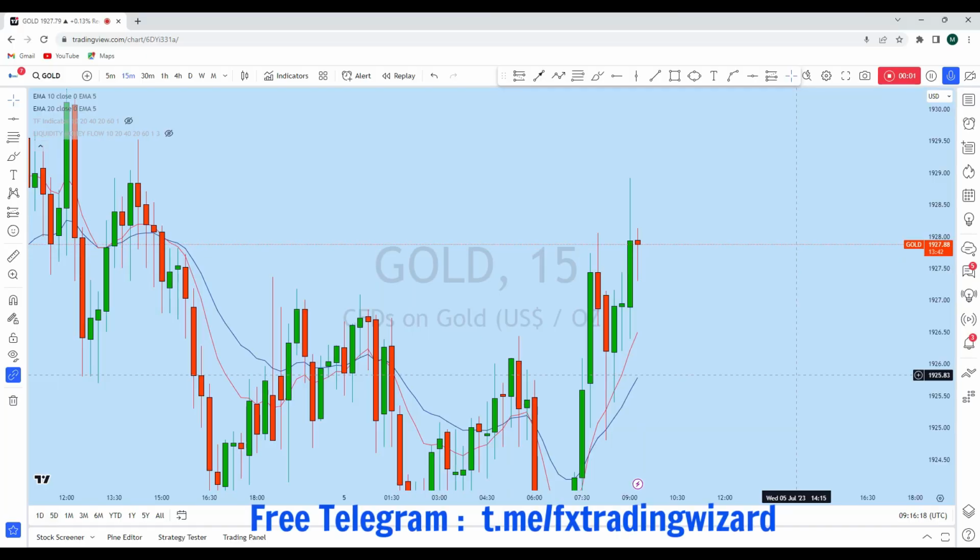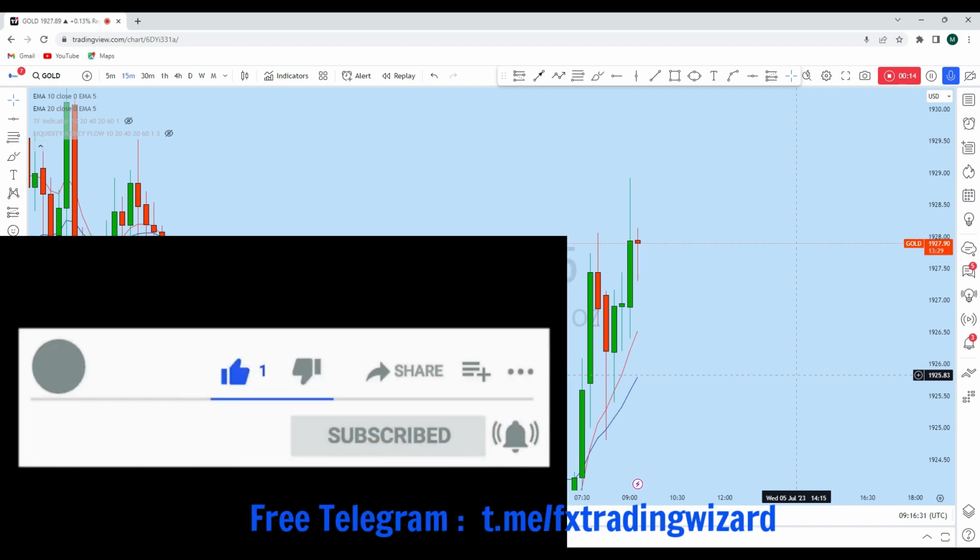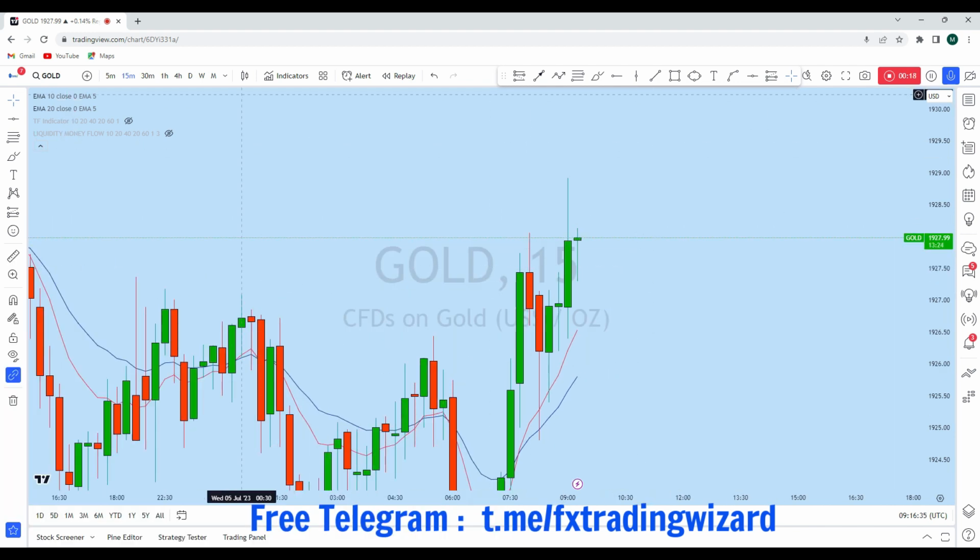Hello trader, I'm going to do a complete multi-time frame analysis on gold. Let's see what kind of trading opportunity we currently have in this instrument. From the lower time frame, we can see that gold is currently showing a significant trading opportunity. Before we discuss how we can trade, first let's look at the bigger picture.